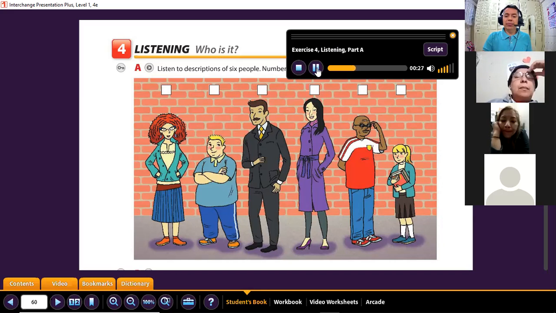Two. Tina's 18. She has red hair, shoulder length, and very curly. And she always wears interesting glasses, just for fun.